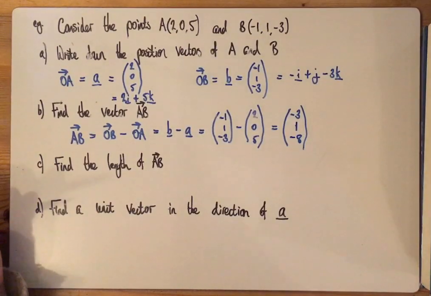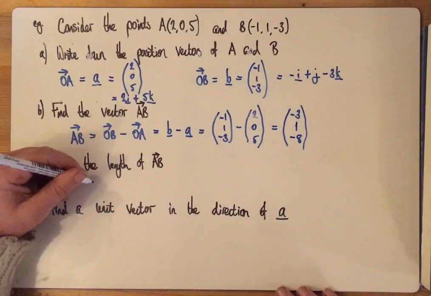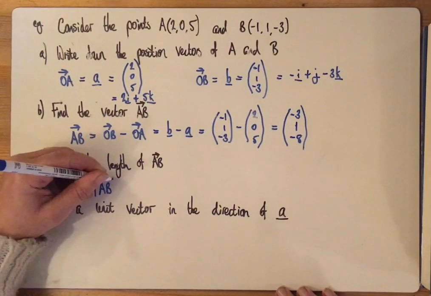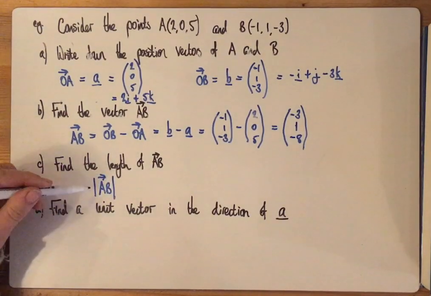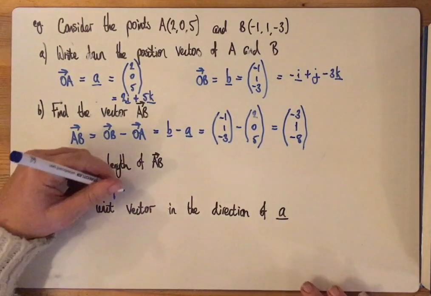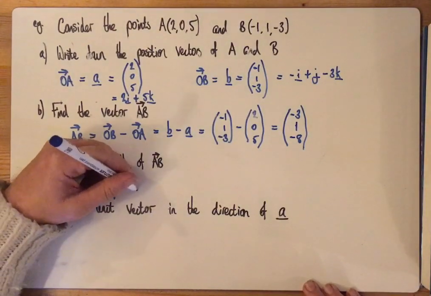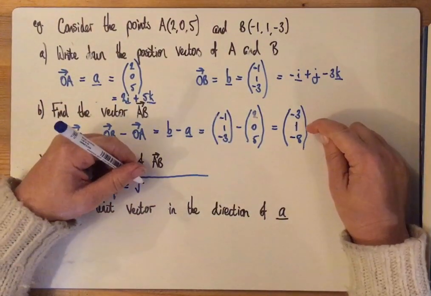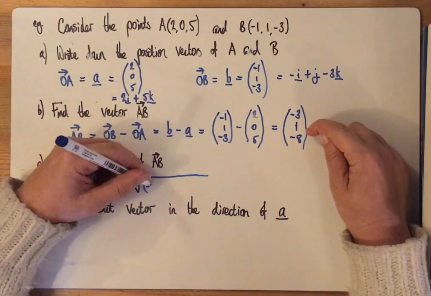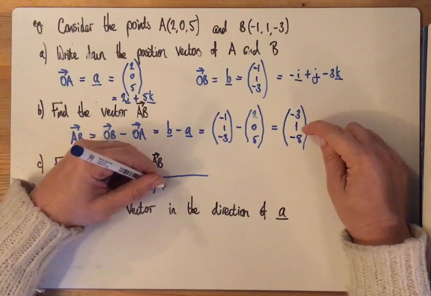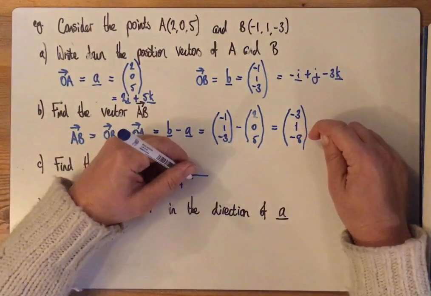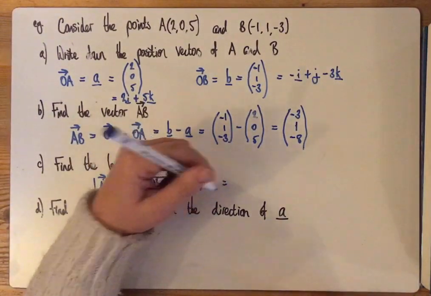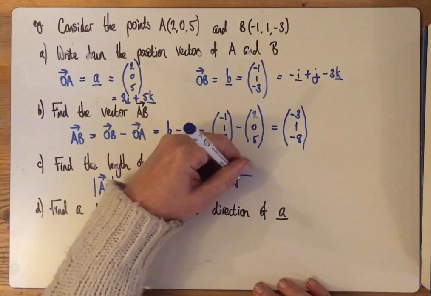To find the length of AB, so the length of AB is the magnitude of AB, and just reminding you of this notation. So magnitude of AB is written like that, and that's just Pythagoras extended to 3D. So like you did with the coordinates, you do the square root of minus 3 squared plus 1 squared plus minus 8 squared. And that gives you the square root of 74.